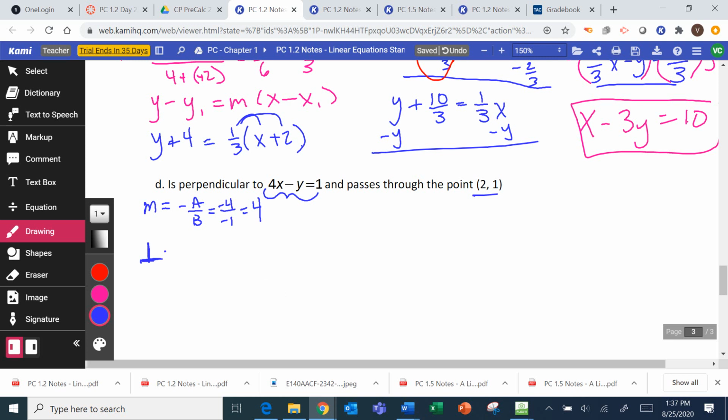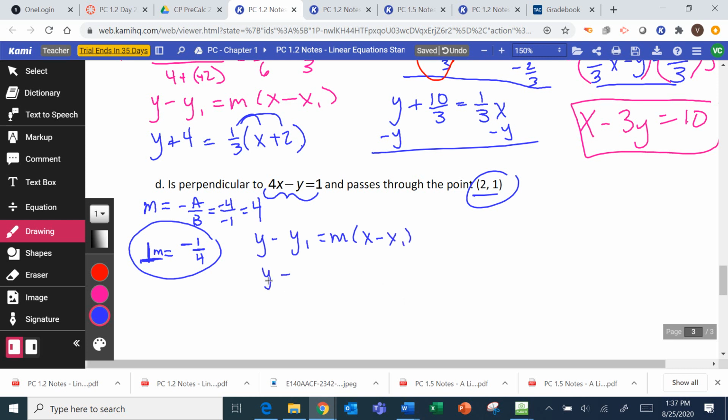Perpendicular slope is the opposite reciprocal, so I'm going to flip it and change the sign. Oops, I forgot the m there. So my perpendicular slope is negative 1/4. That's the slope we're going to use. We will use the point they gave us, (2, 1), and I'll put it in point-slope form: y minus y1 equals m times x minus x1. So y minus 1 equals negative 1/4 times x minus 2.